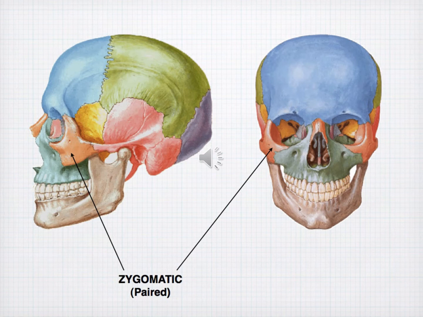Zygomatic can be sexually dimorphic. Sometimes males will have larger zygomatics, and this might have to do with musculature and the muscles of chewing or mastication.